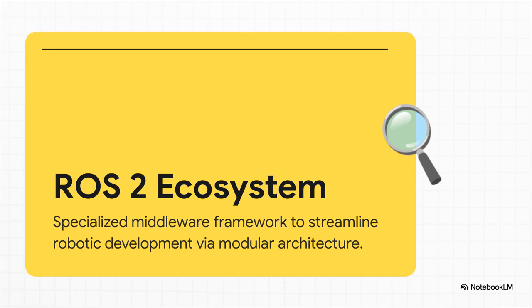Now, ROS stands for Robot Operating System, though actually, scratch that. It's technically a specialized middleware framework. You can think of it as this absolutely crucial bridge connecting your raw, high-level code to the actual physical mechanics of the machine. It entirely streamlines robotic development through a really clever modular architecture. So instead of reinventing the wheel over and over, engineers just plug right into this ecosystem. They grab the standardized tools they need, and then they can focus purely on what makes their specific robot unique.